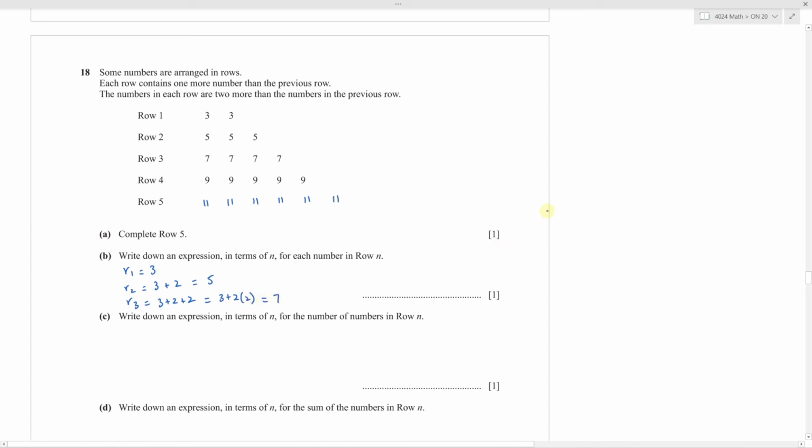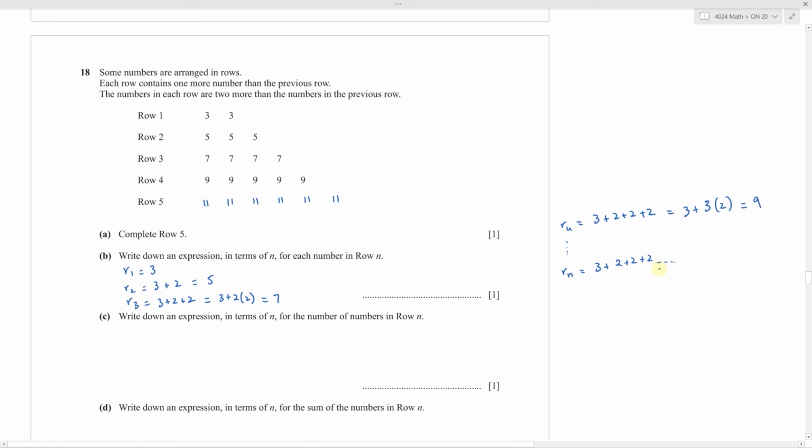And let me actually continue over here. Row 4 has 3 plus 2 plus 2 plus 2, which is 3 plus 3 times 2, which is 9. So now if you continue up to row n, you will have 3 plus 2 plus 2 plus 2 plus and so on.